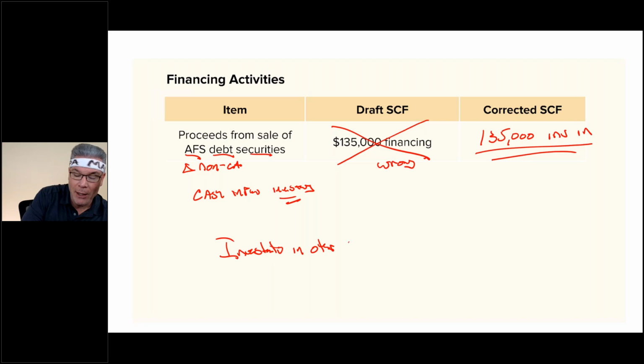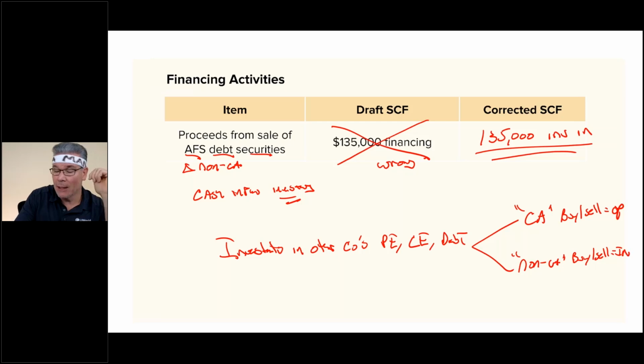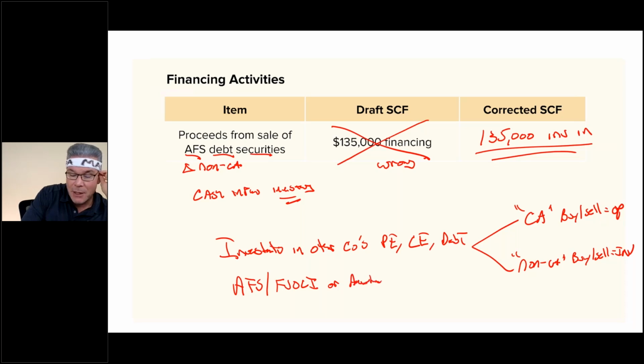Remember, with investments in other companies, preferred equity, common equity, or debt, if it's listed as a current asset, when you buy or sell it, operating. If it's listed as a non-current asset, when you buy or sell it, what category? Investing activity. When you see available for sale, fair value through OCI, or amortized cost, or what they call held to maturity, absent any other information, the default rule, non-current asset, investing.